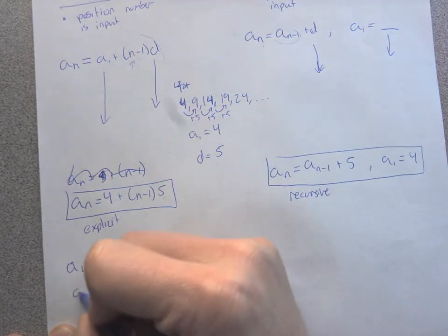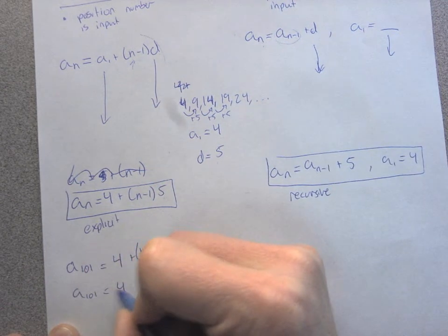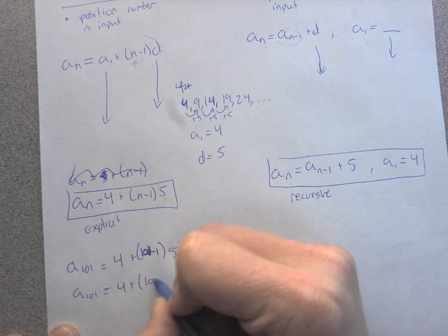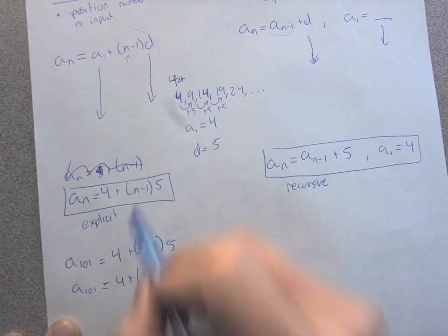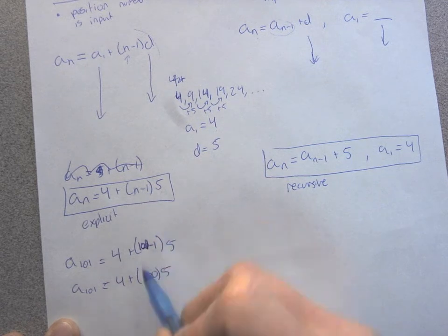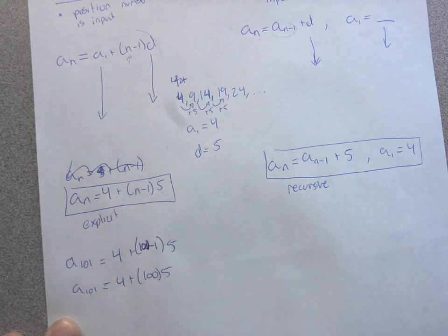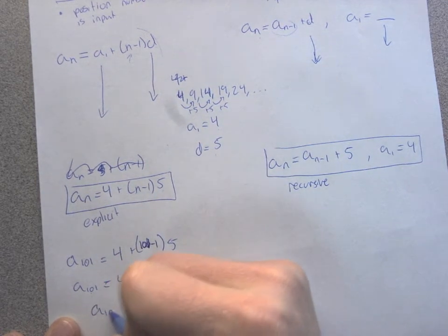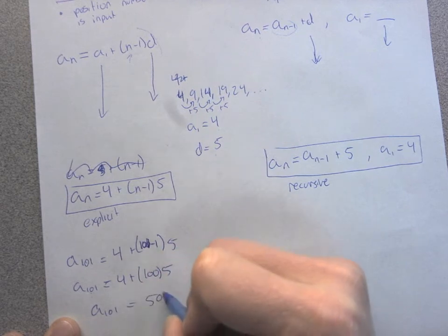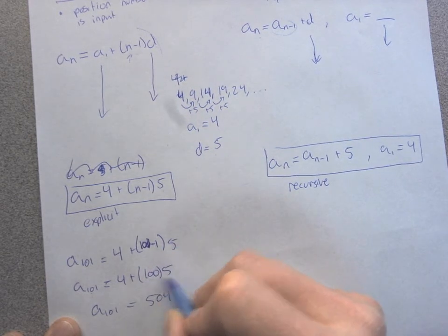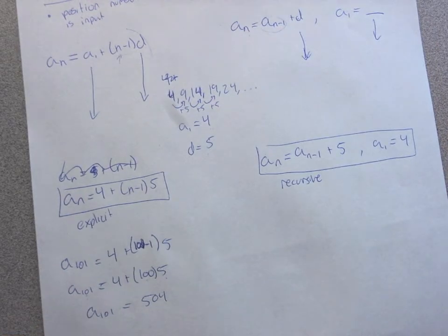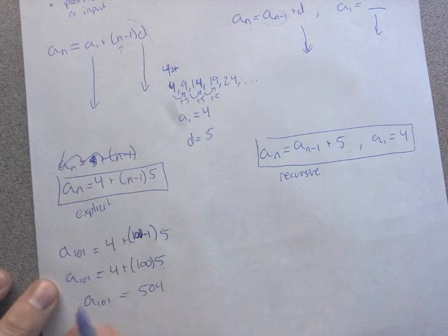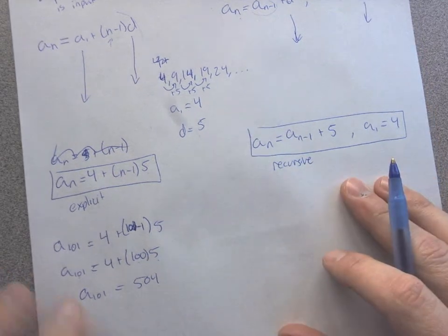A lot of times students will skip that writing step and they just know that this has to be 100. If this is 101, they'll just put 100 in there. But again, that n minus 1 is showing that this is 1 less than this guy. So altogether, the 101st term is 504: 5 times 100 plus 4. So that's kind of nice. The explicit formula is nice for jumping way down the line to a specific term.